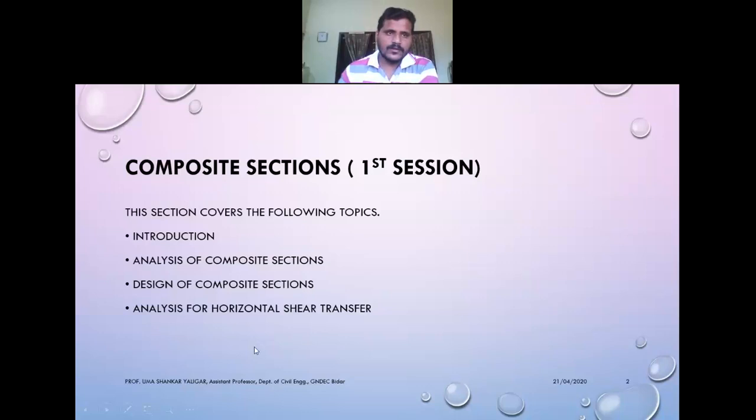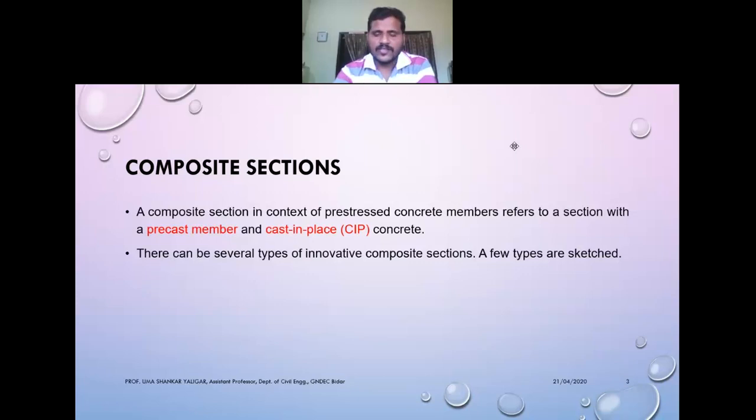Composite section. In the context of a prestressed concrete member, what is a composite section? A composite section refers to a section with a precast member and cast in place concrete. Whenever you have two members, one element is precast, but the other one is cast in place, where we make the in situ concrete. If a member has these two types of sections, then as per prestressed concrete, it is called a composite section. There are several types of innovative composite sections, but we will see a few in the next slide.